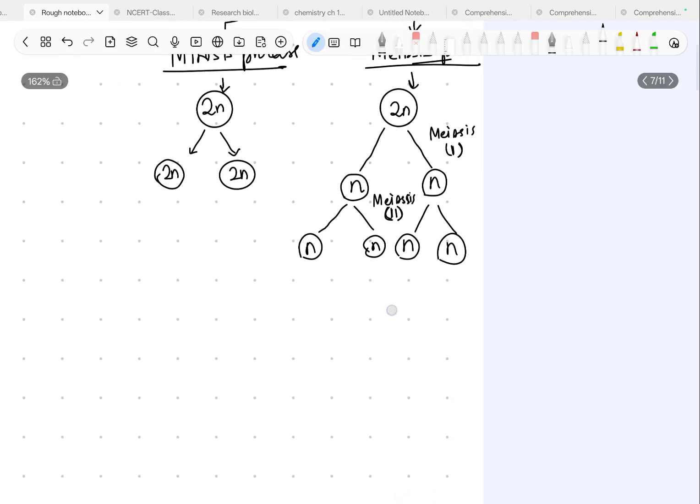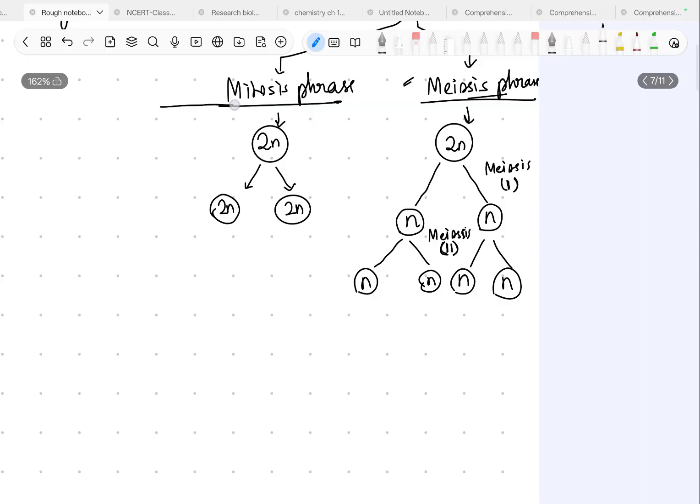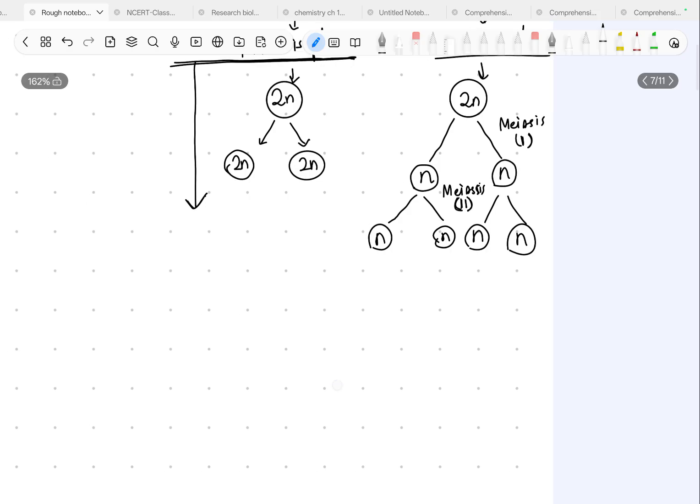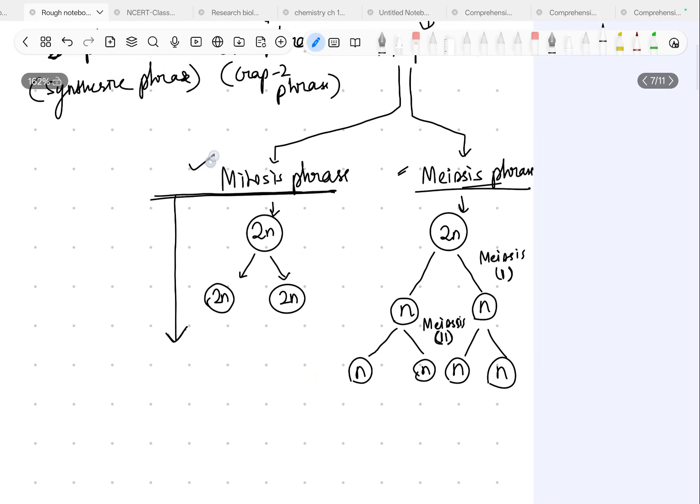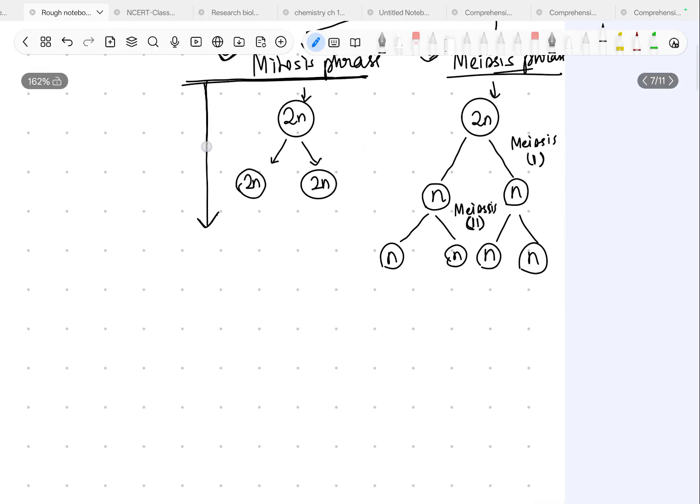Basically, today's topic is mitosis. Today I will teach only mitosis, and in the next class we will go for meiosis. So in mitosis, what occurs? Mitosis is further divided into two types, two phases.